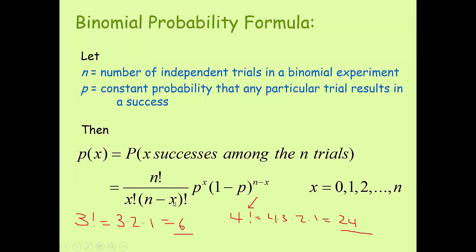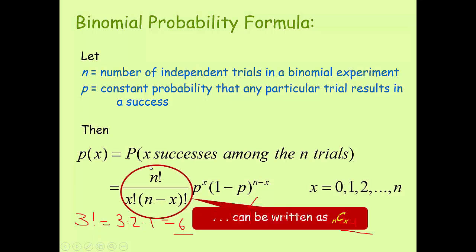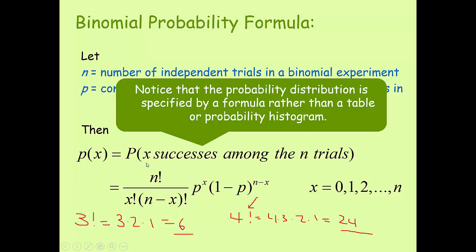My n is my number of trials, my x is my number of successes, p is my probability of a success, so 1 minus p would be the probability of failure. X is the number of successes, so n minus x would be the number of failures. This piece right here is called the combinations, which can be written as nCx, and your calculators and Excel have this as well. This is just the number of ways I can get x successes. This extra part is giving me the probability. Notice that this probability distribution is specified by a formula, rather than a table or a probability histogram.